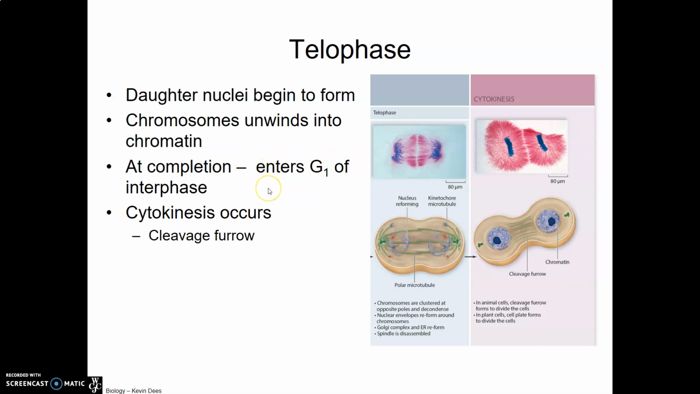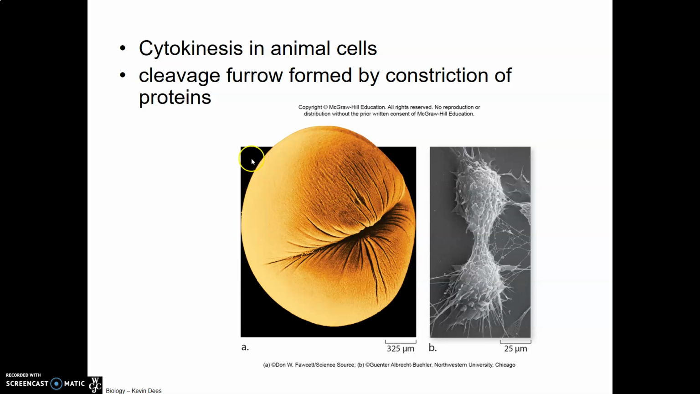If we look here, we can see a couple of closer looks at how cytokinesis in animal cells works. Here in this scanning electron microscope image, we can see how this constricting band of proteins has formed this cleavage furrow constricting the cytoplasm. And here is another scanning electron microscope image of this at a point where two cells have almost formed.